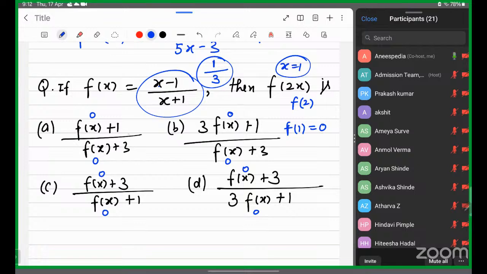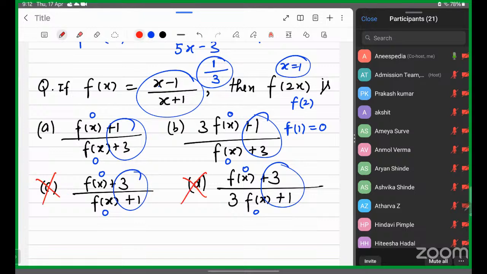So you will get 1 by 3 here and here. The remaining two options will be 3 by 1 and 3 by 1. So option C and option D are not possible. Now we are left with two options. Either the answer will be A or it will be B. Now to distinguish between A and B, I have to take another possible value.